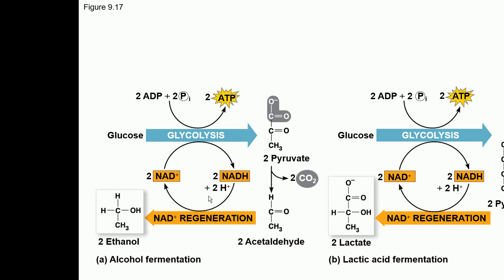So acetaldehyde gets reduced and ethanol is formed, and NADH gets oxidized. NAD plus gets reduced to NADH in glycolysis, and now in this step NADH delivers the electrons to acetaldehyde. Acetaldehyde gets reduced because it accepts the electrons. It gets converted into ethanol, and NADH gets oxidized to NAD plus. So this is alcoholic fermentation.